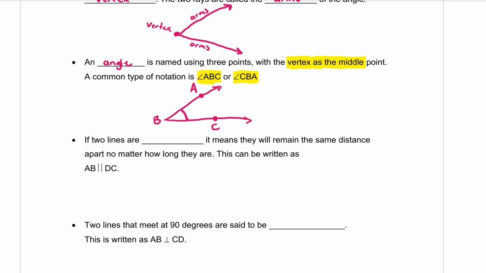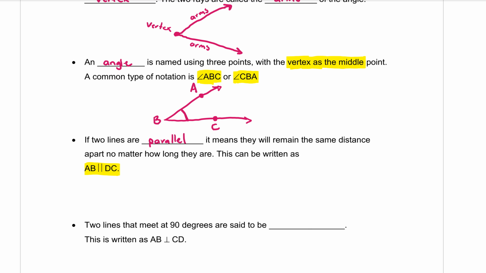All right, if two lines are parallel, it means that they will remain the same distance apart no matter how long they are. This can be written as AB is parallel to DC. So AB would be the name of one of the straight lines. The two vertical lines in between mean parallel, and the second parallel line would be DC.